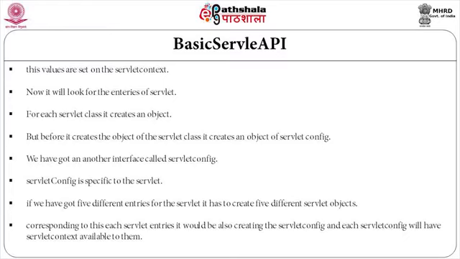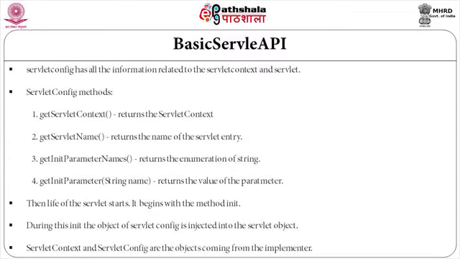So, if we have 5 different servlet entries in our web.xml file, it has to create 5 different servlet objects. But corresponding to each of these servlet entries, it would also be creating an object of servlet config, and each config has the servlet context available to it. Servlet config has all the information which is available between servlet and /servlet, plus the servlet context.